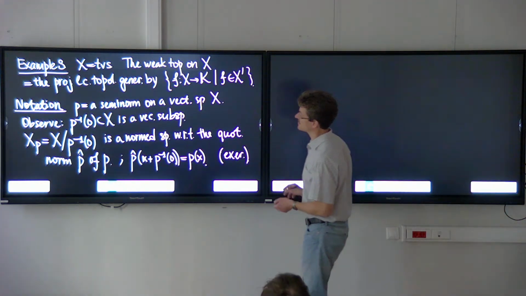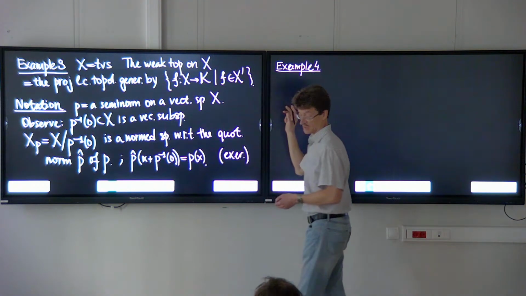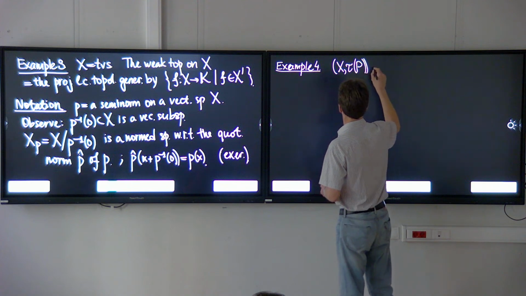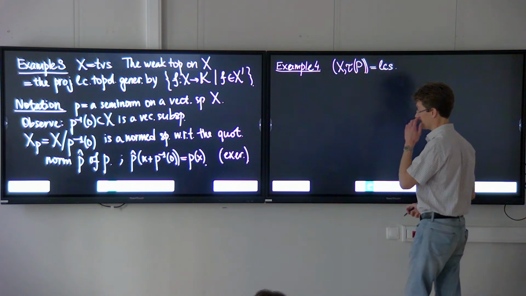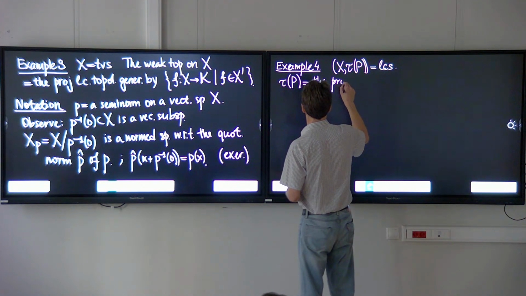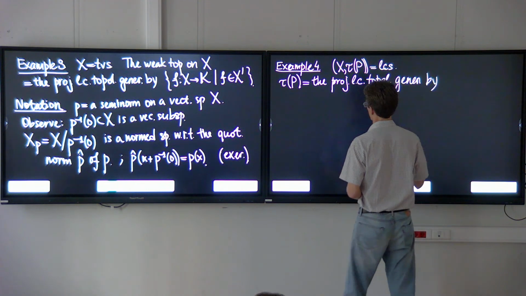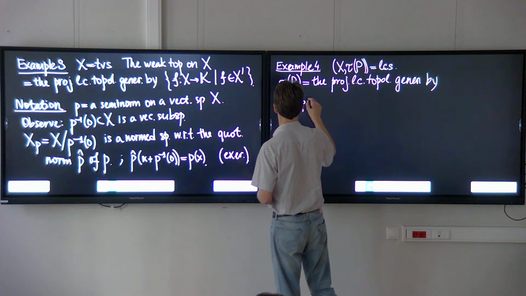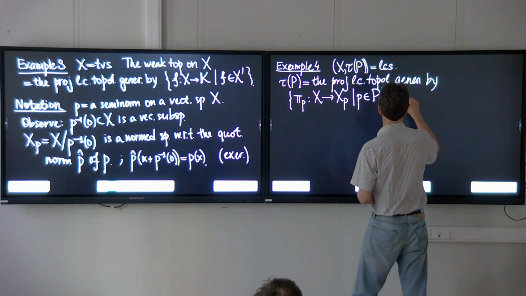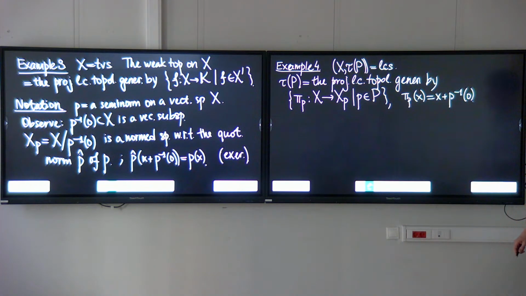Now, example 4. Actually, this is a very general example because it is about an arbitrary locally convex space. Suppose that X is an arbitrary locally convex space, and P is the defining family of seminorms on X. I claim that the topology generated by P is nothing but the projective locally convex topology generated by the family of the following maps, denoted by pi_p, from X to X_p, where little p runs over big P. From the viewpoint of linear algebra, pi_p is the respective quotient map.